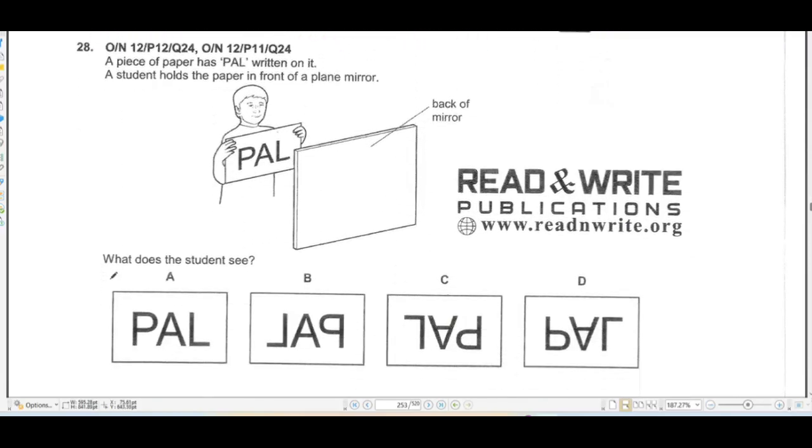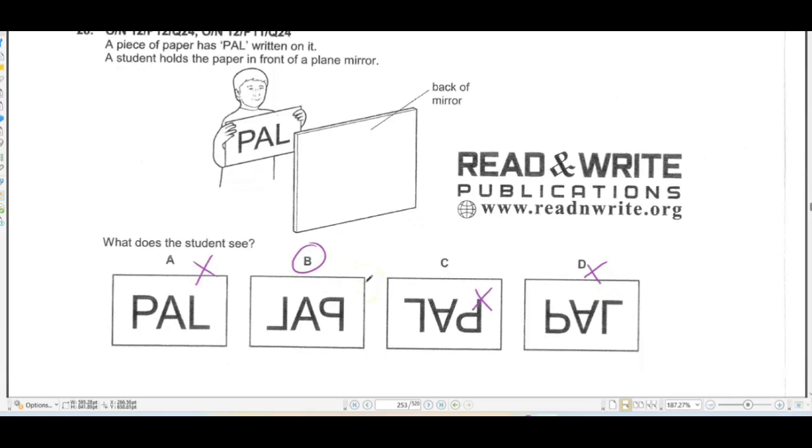Question number 28. A piece of paper has spell written on it. A student holds the paper in front of a mirror. What does the student see? Now if you see that this image is upside down, so C is not correct. This seems to be just the same as the object, so lateral inversion has to happen. So this is the correct option, B. As again over here, A and P are upside down. They don't have to be upside down. Lateral inversion and upside down are two entirely different things.